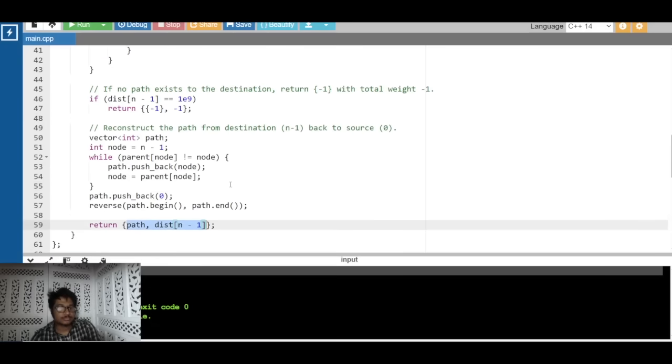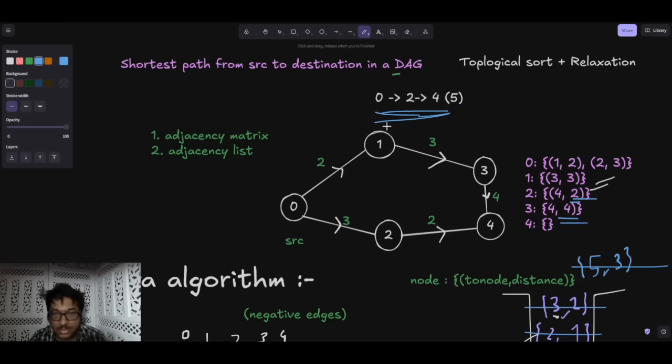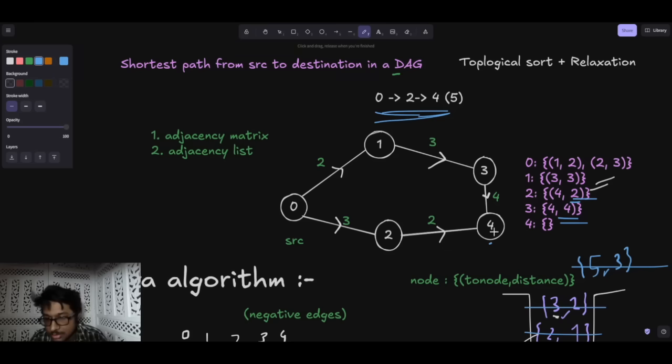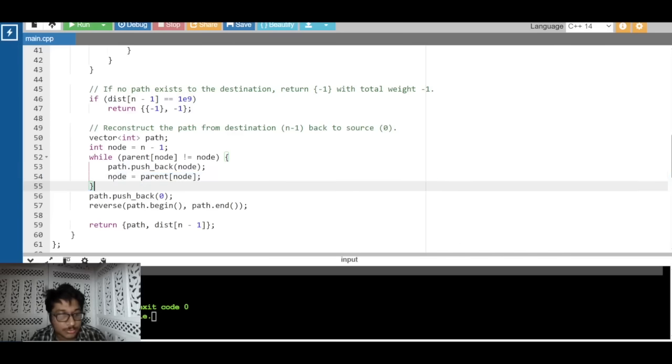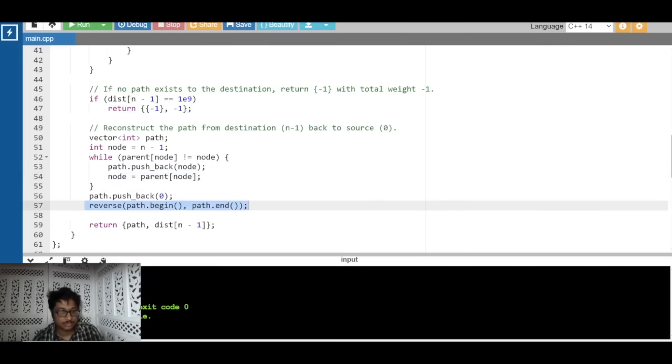So this loop, for the parent loop, you just go through all of the parents. In this case, I start from 4. What is the parent of 4? 2. So from 4, I will go to the parent of 4, which is 2. From 2, I'll go to the parent of 2, which is 0. There will be 4, 2, and 0. But 4, 2, and 0 is in the opposite way, so you have to reverse it. It will be 0, 2, and 4.